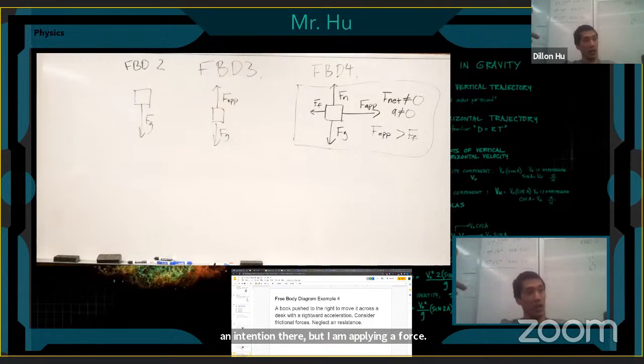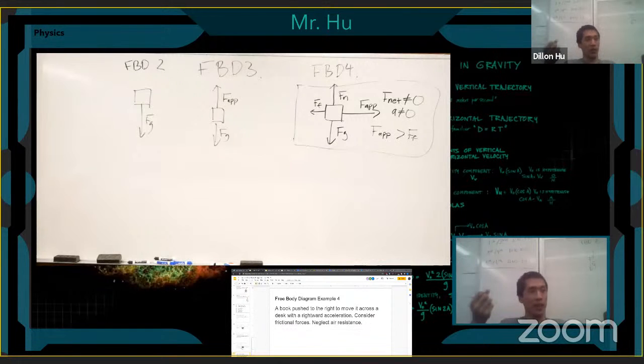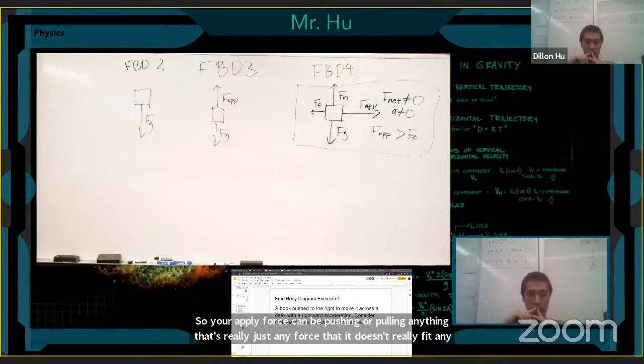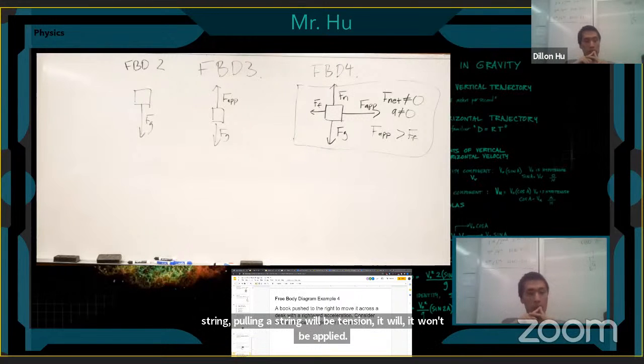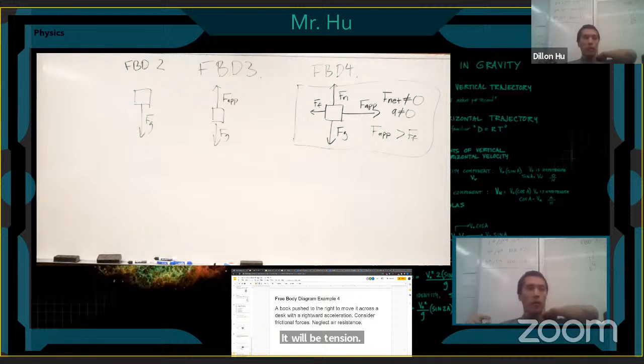Another example is pulling a string. Pulling a string will be tension. It won't be applied. It'll be tension because the tension of the string is causing something. So if you're pulling a string, it's a tension force because the string is what is pulling it. So, reins on a horse.